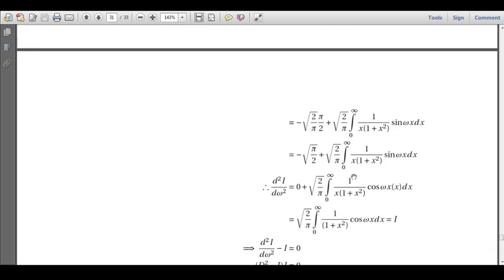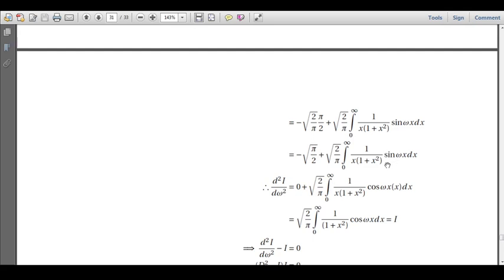I take one more differentiation with respect to omega. That means differentiate this dI by d omega with respect to omega once again. d square I by d omega square is equal to the derivative of this constant, which is 0, plus root of 2 by pi integral 0 to infinity; only the sine term contains omega.